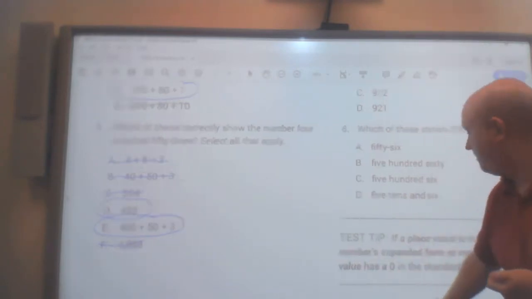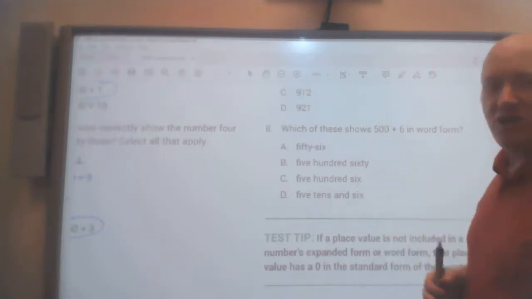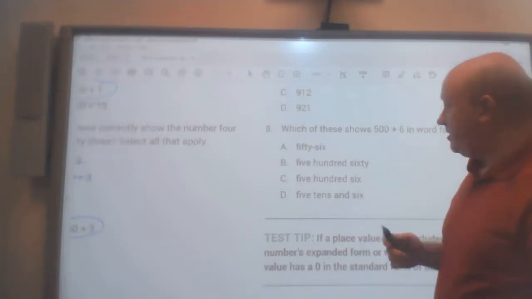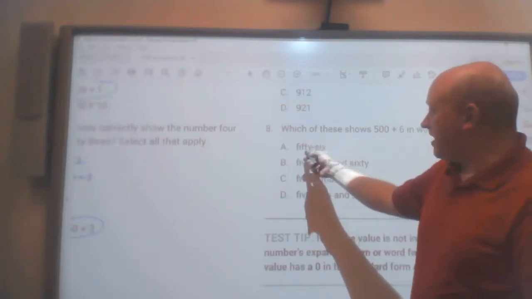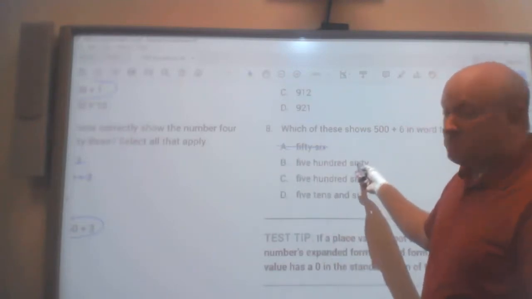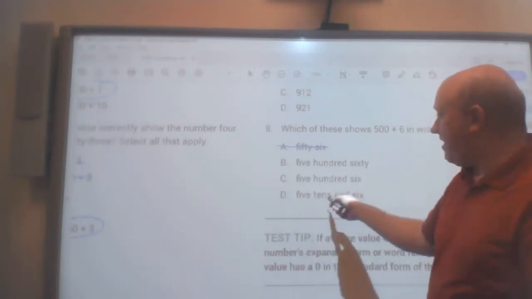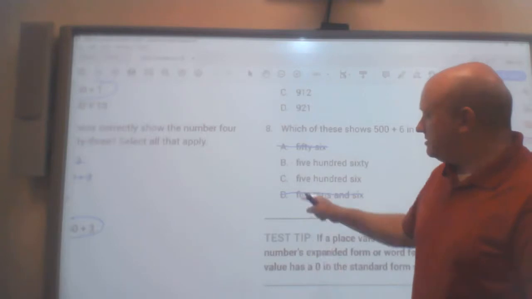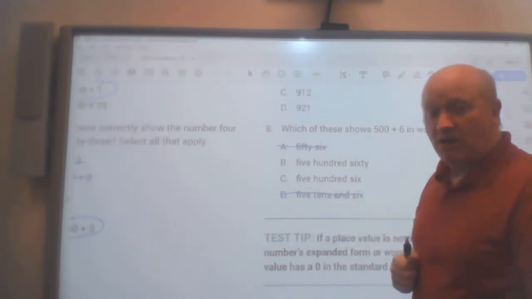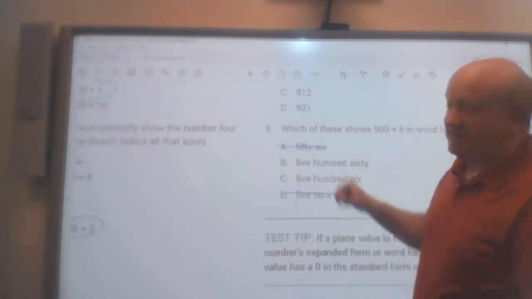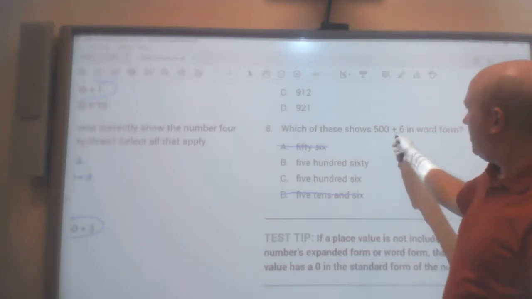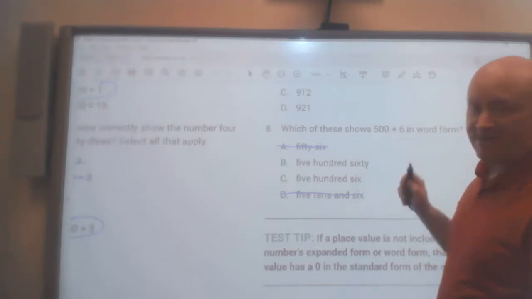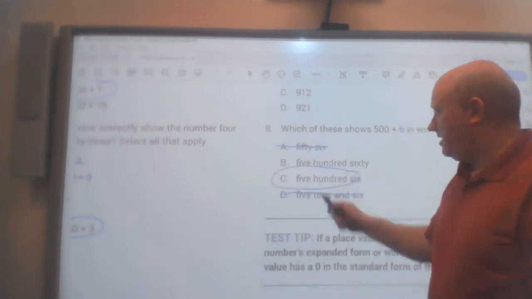Okay? Now, let's look at number 8. Which of these shows 500 plus 6 in word form? Well, that is what? 500. So we know it can't be 56, right? Could it be 560? C, 500? Or D, 5 tens and a 6? Well, we know it's not 5 tens, because 5 tens and a 6 is the same as 56. Because tens is 10, and 5 times 10 is what? 50. Plus 6, 56. So it will either be B or C. Now, do we have a tens in this word form? Nope. In the expanded form? Nope. We have 6 ones. So the only answer has to be what? C.